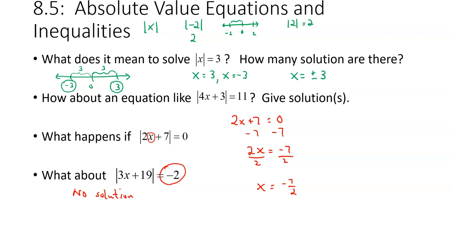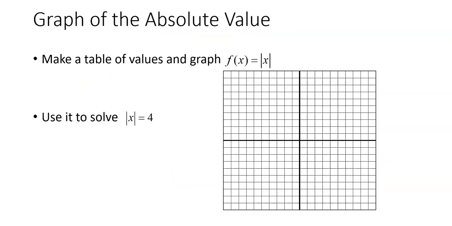All right, what do these graphs look like? What does the graph of an absolute value function look like? It says make a table of values and graph f of x equals the absolute value of x. So let's do that down here.